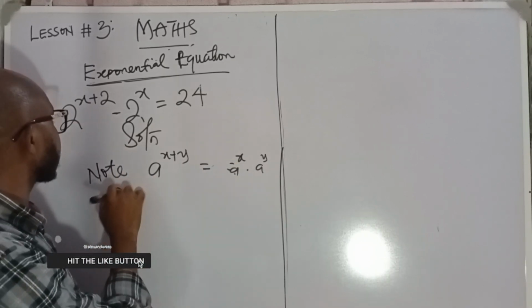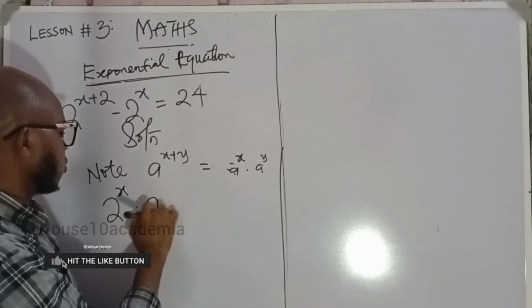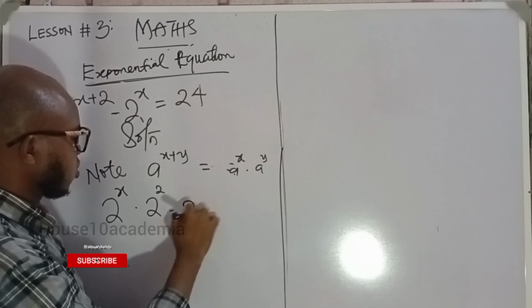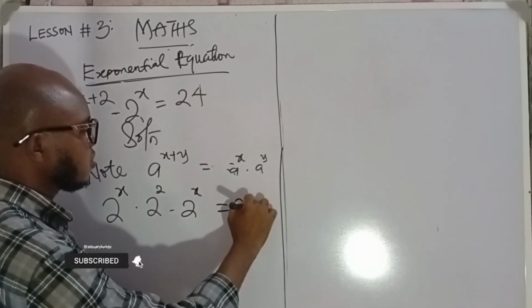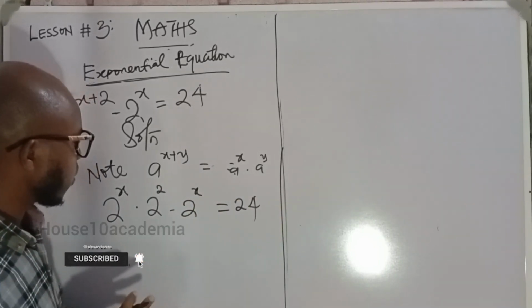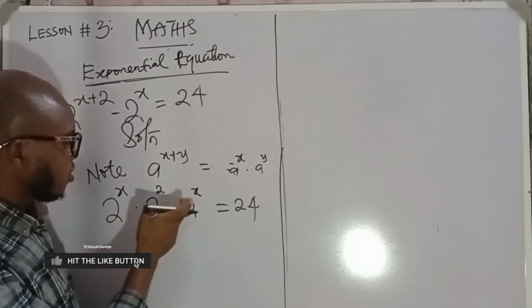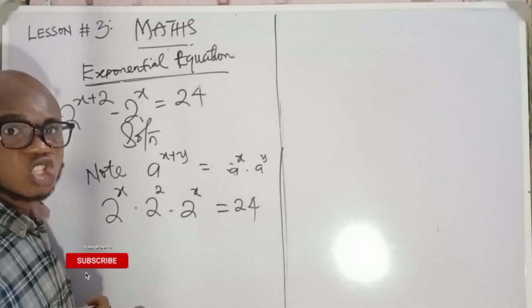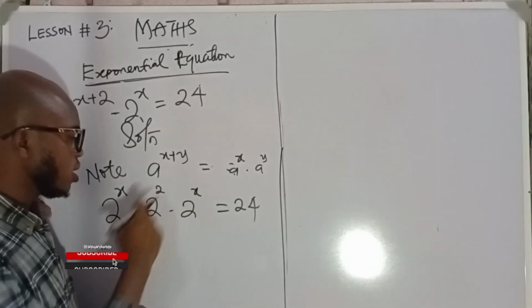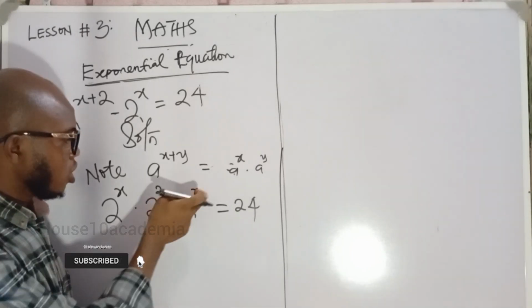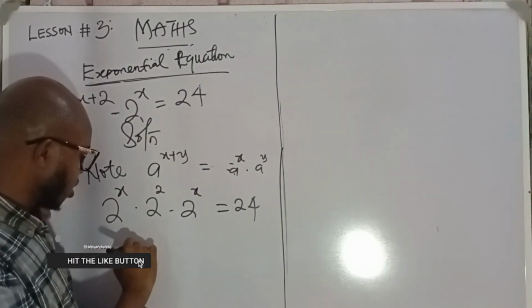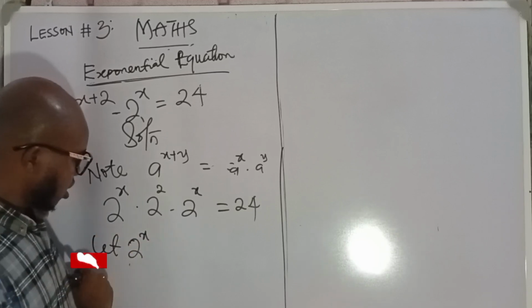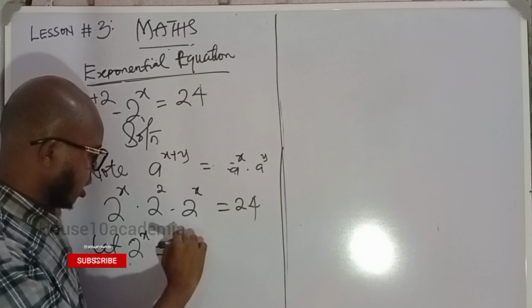So we say 2^x times 2 raised to power 2, so this is the same thing with this, minus 2^x equals to 24. Now since at the right hand side, this power, we are going to do what we call a substitution. So we are going to substitute this with any variable of our choice. For instance, let's use m. Let 2^x equal m.